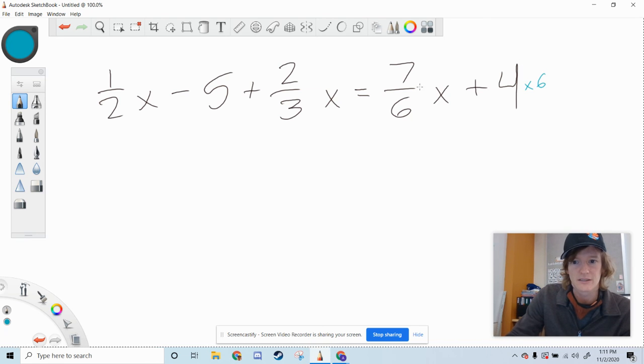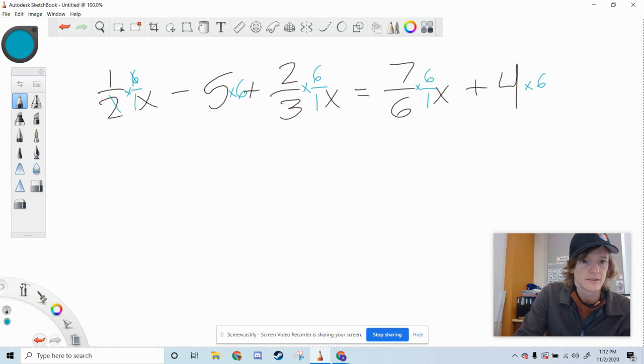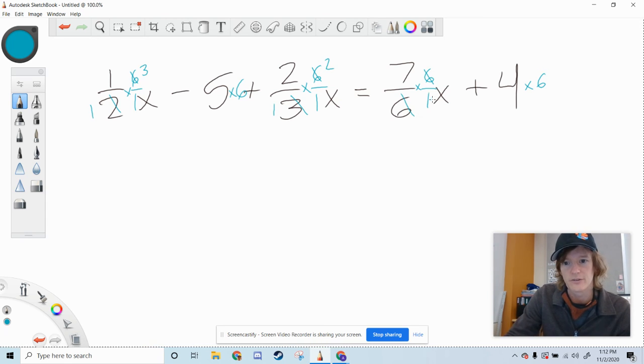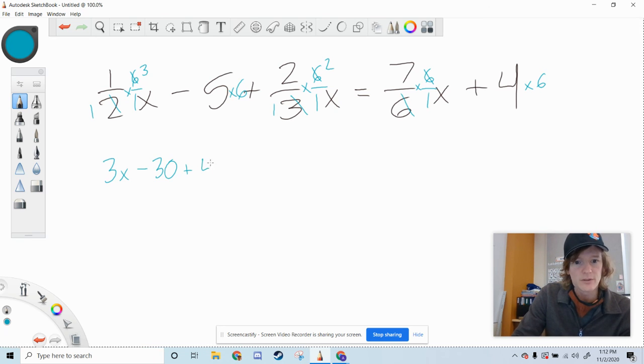This would be times 6. This would be times 6. This would be times 6. This would be times 6. This will be times 6. And we're just reducing diagonally to make this a 1 and this a 3. To make this 30. Divide them by 3, I get a 1 and a 2. This is a 1 and a 1. So we'd end up with 3x minus 30 plus 4x equals 7x plus 24.